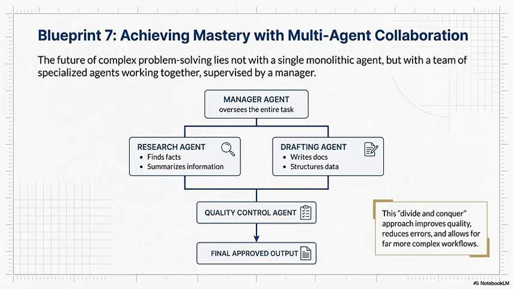You get specialization, you get reliability, you get checks and balances. And at the top of the hierarchy, you have the manager agent. Yeah. The conductor. The project manager. Its only job is to take a big, high-level request like analyze market trends for electric vehicles and break it down into smaller, solvable tasks for its team.